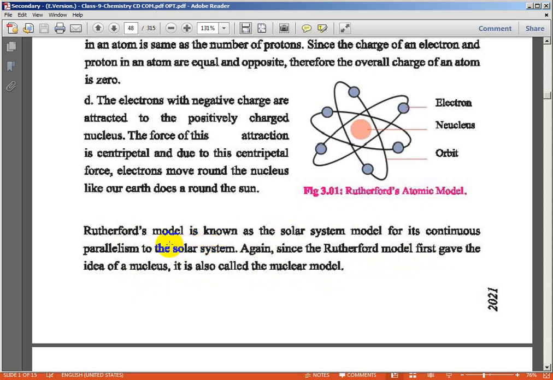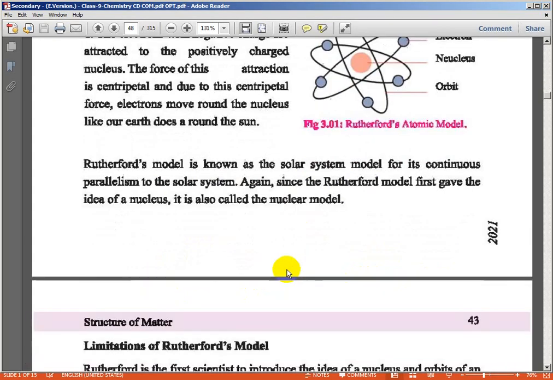Like in a solar system, planets move around the sun, here electrons move around the nucleus. So this is similar, and for this reason the Rutherford atomic model is also called the solar system model. This model is also known as the nuclear model because it first gave the idea of the nucleus.